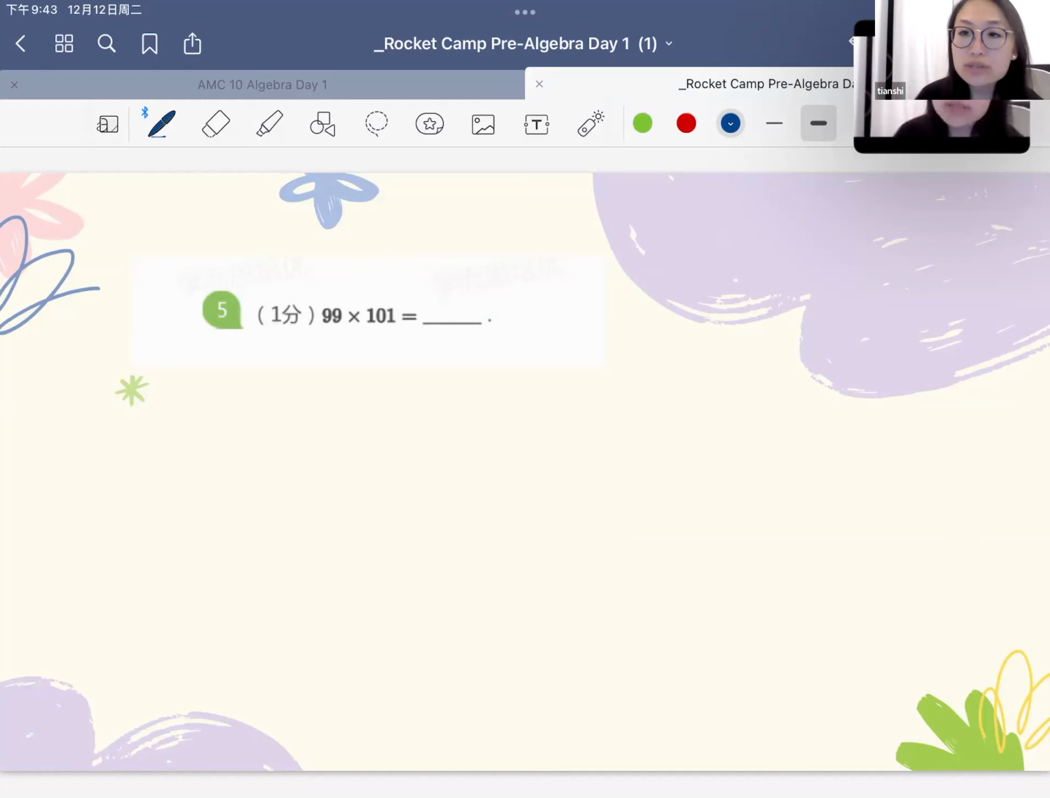For this question, definitely we can just use multiplication to solve it directly. But we have a smarter and also quicker way of solving this question, which is using a formula, right? So first of all, 99 and 101. What is the number that is very close to these two numbers? It is 100, right? So 99 is actually 100 minus 1. And what about 101? It's 100 plus 1, right?